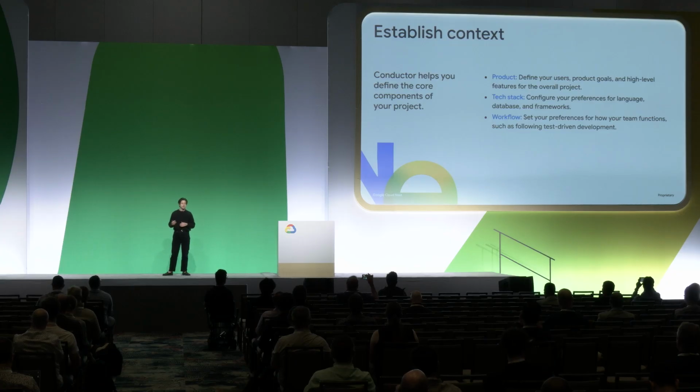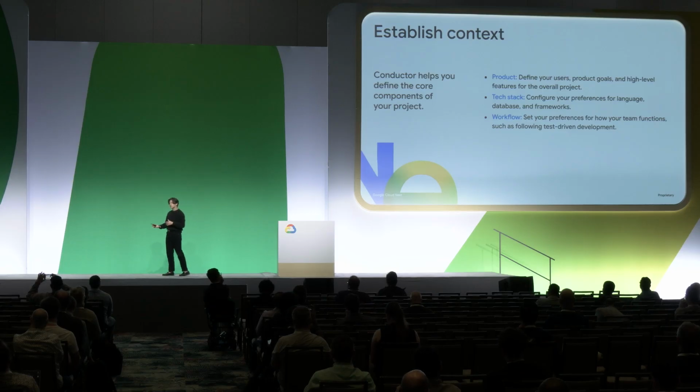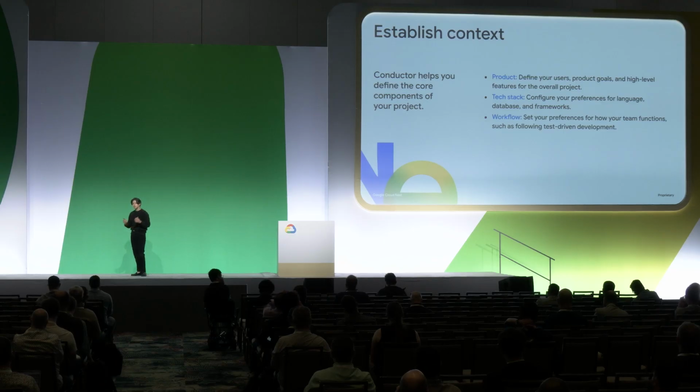When you set up Conductor for the first time, you're going to be establishing that project context. So first, you're going to tell Conductor about the product or project that you're taking on. You're going to talk about your users, what goals you have, some of the high-level features, some of the brand guidelines, things of that nature. This is the highest level view.